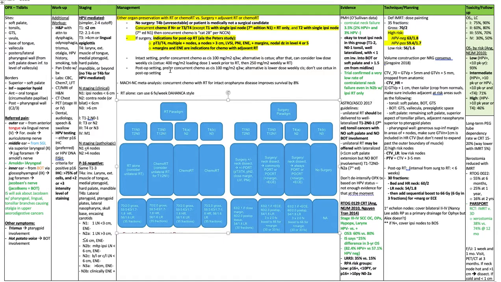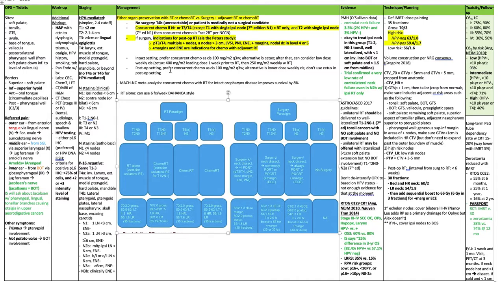The surgery paradigm is more nuanced. T1, N0, T2, N0 gets surgery plus or minus neck dissection, plus or minus postoperative radiation for pT3 to T4, pN2, close margin, LVI, perineural invasion. Dose for the radiation afterwards would be 63 gray in 30 fractions if there's a close margin, 60 for post-op tissue, and 54 for the low risk.